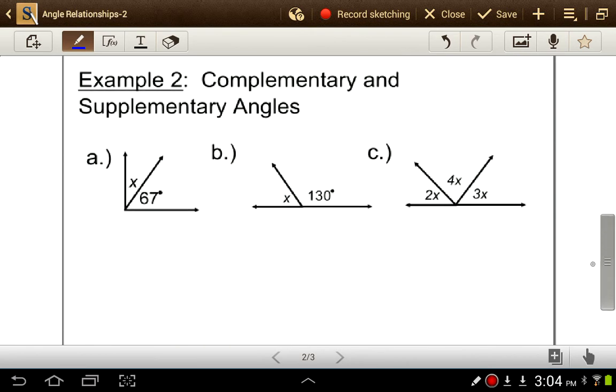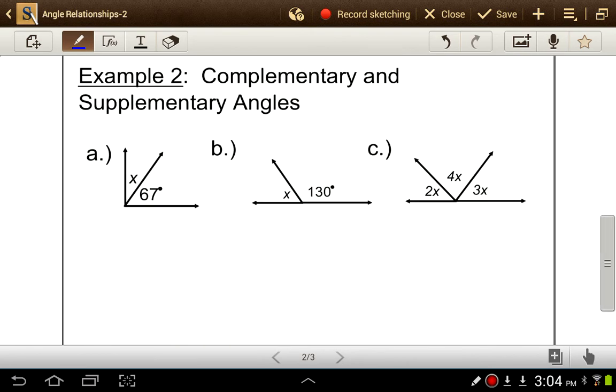All right, in example 2, let's talk about our complementary and supplementary angles. So A, you have to know that this is a right angle, so these are our complementary angles, because they equal 90 degrees. So here's how you have to show your work. You must show work on these, and we're practicing our one-step equations with these. So complementary angles are 2 angles that have a sum of 90 degrees. That means that the 2 angles added together equal 90.